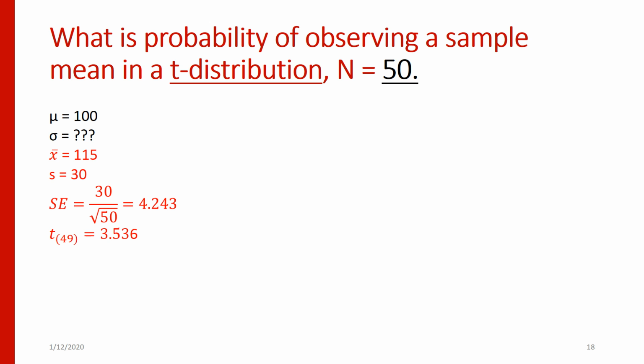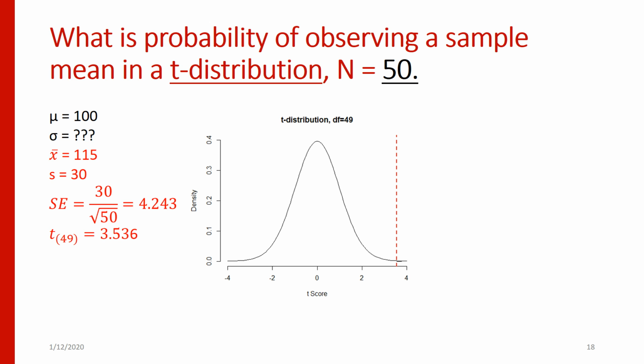So the standard error, which is the standard deviation for the sampling distribution of means, can be calculated by taking the standard deviation of the data, right, which is 30, divided by the square root of n, which is 50. That leaves us with 4.243. To then calculate the t-value, I take 115 minus 100, divide that by 4.243. I'm left with a t-value of 3.536. Okay, so this is a larger t-value, and if we were to plot the t-distribution when we have 49 degrees of freedom, because again, the degrees of freedom for our t-distribution are n minus 1, it's going to look something like this.